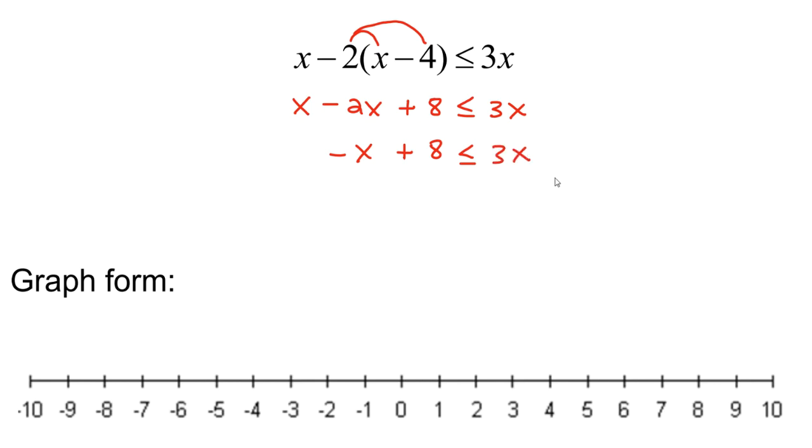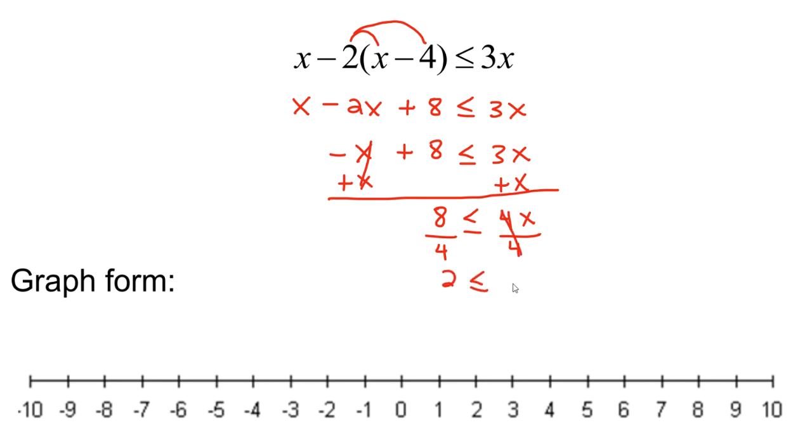Okay, I want to get my x's together, so I'm going to add x to both sides of the inequality, and that gives me 8 is less than or equal to, that would be 4x, and then I'm going to divide both sides by 4. So that gives me 2 is less than or equal to x.